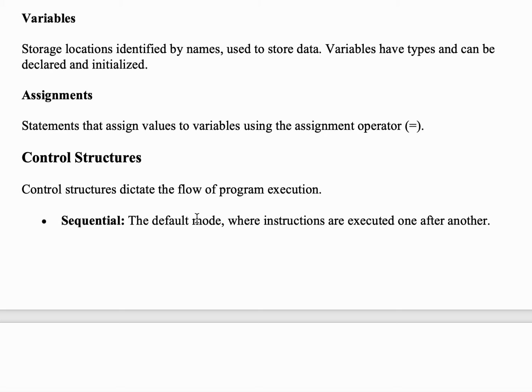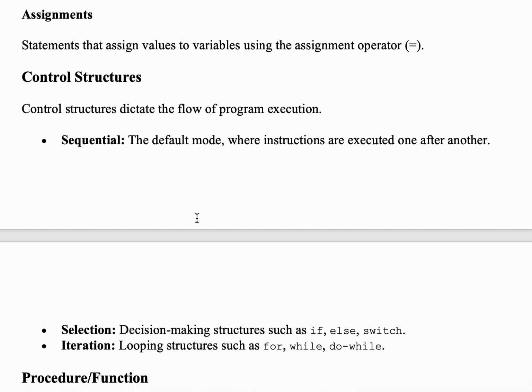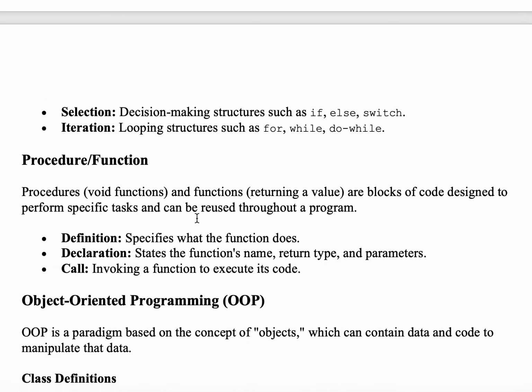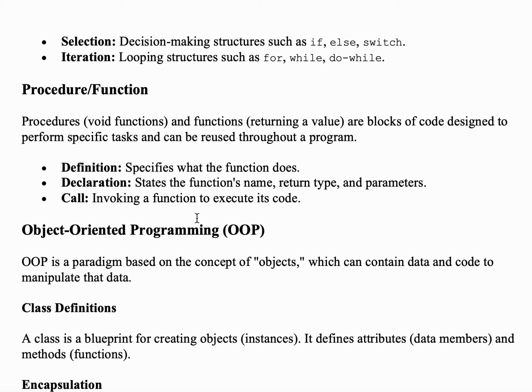And the control structure dictates the flow of program execution. During program execution we have to write correct control structures to make the program better. Control structure dictates the flow of execution. Sequential is the default mode where instructions are executed one after another. And selection, decision making structures such as if, else, switch. And iteration, for, while, do while, 1 to 10 for example, a loop.